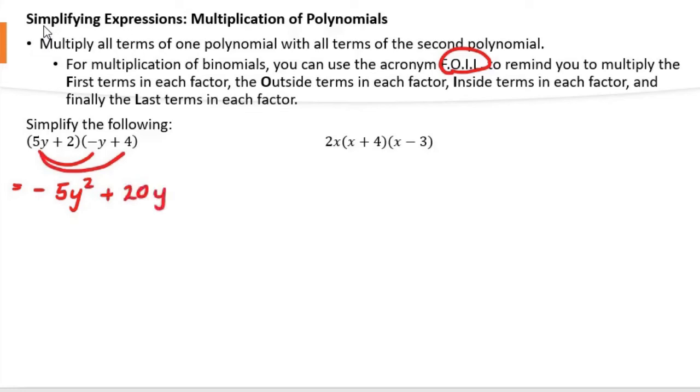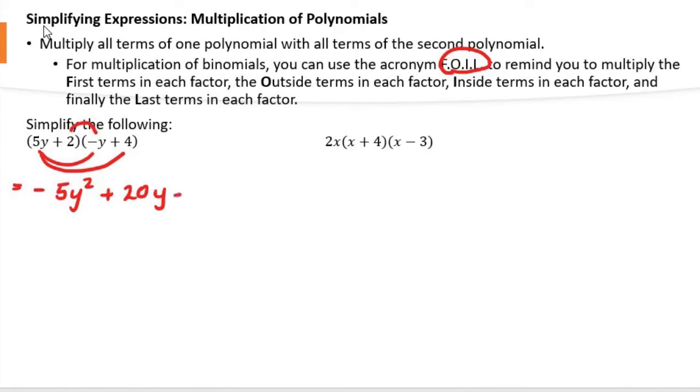So that's the outside. And you can also see as I draw these lines that I've now taken the 5y, one term of the first bracket, and I've multiplied it by both terms in the second bracket. There's nothing else to be done with the 5y. And I'll now focus on the second term in the first bracket, the 2. So I'll take that 2 and multiply it by the other inside number, by the first term in the second bracket.